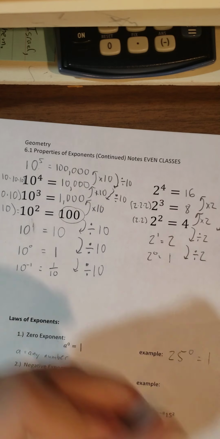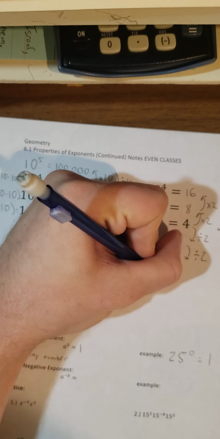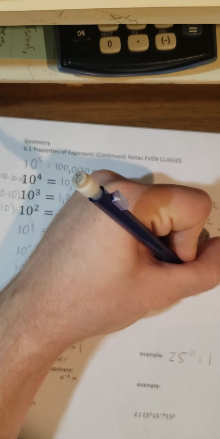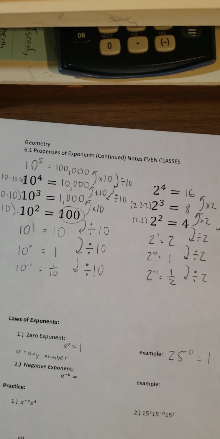And I can do the same thing once again with the 2's. To go to 2 to the negative 1, I would divide that 1 by the base of 2, and I would get 1/2, or 1 over 2.